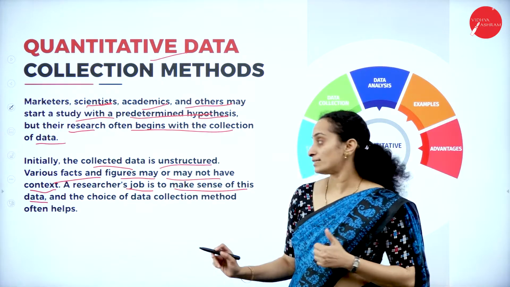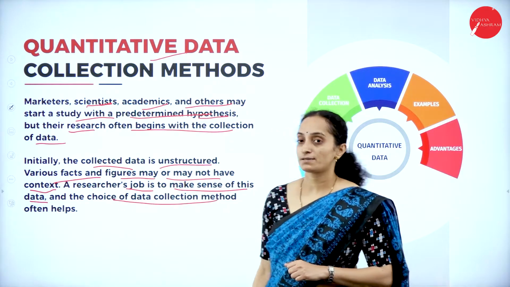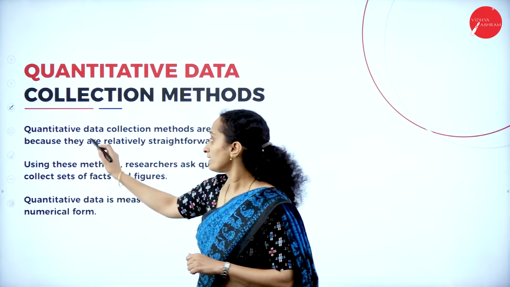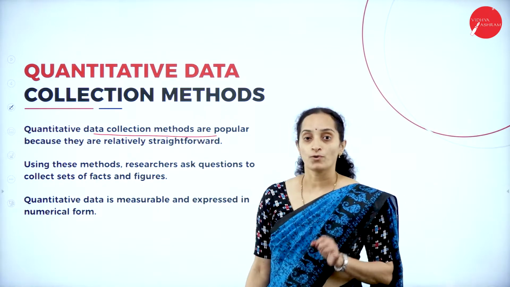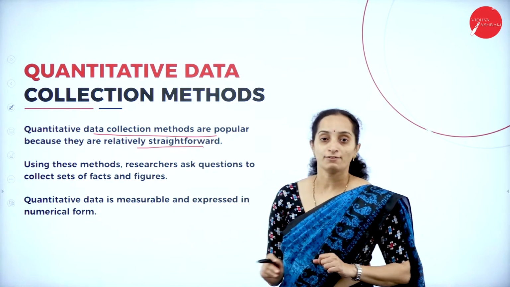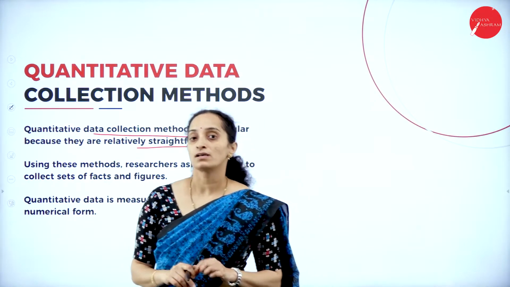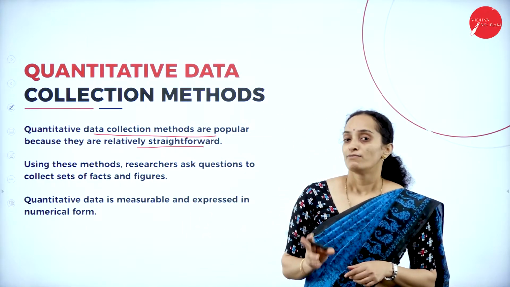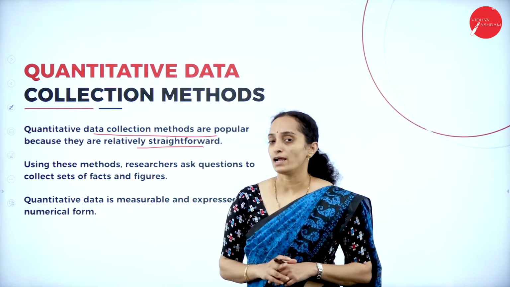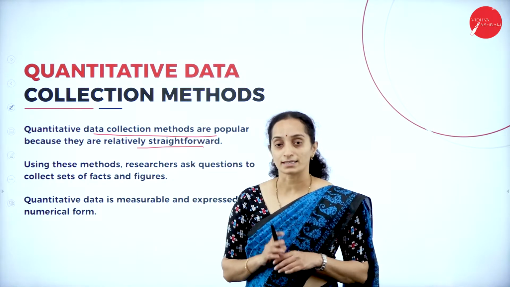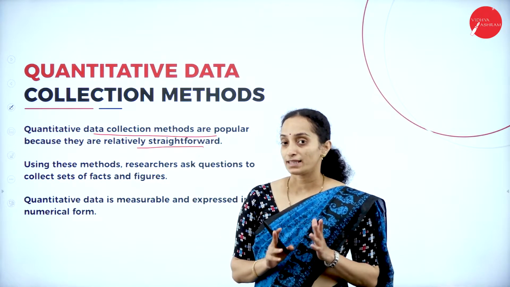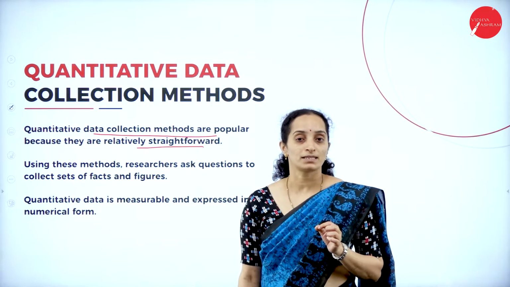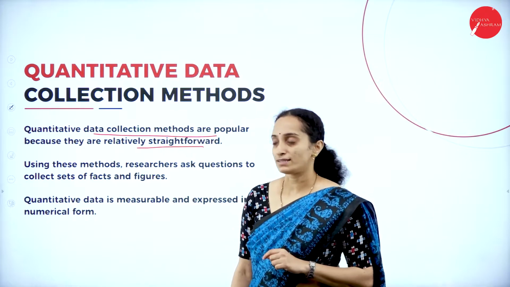It is to make sense of this data, and the choice of data collection method often helps in how you are going to collect the data. The quantitative data collection methods are more popular because they are straightforward when compared to the qualitative, because the quality parameter may change with the product, but quantitative parameters will usually remain the same for any kind of product or any kind of market. They are straightforward and simple and they are predetermined. So the quantitative data collection method is more popular than the qualitative data collection.